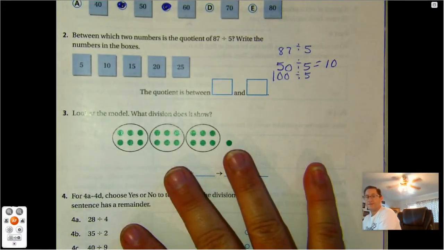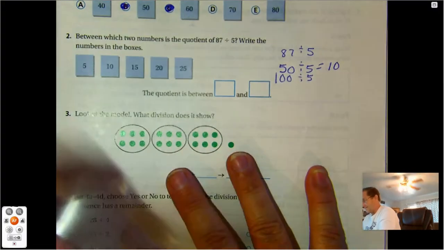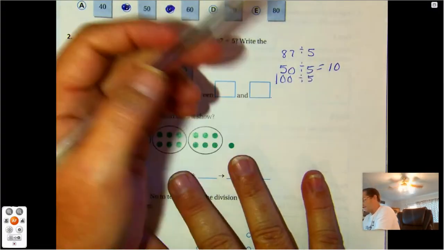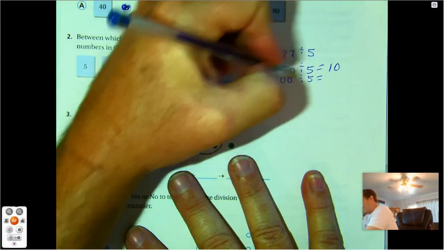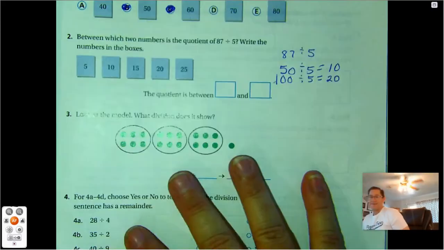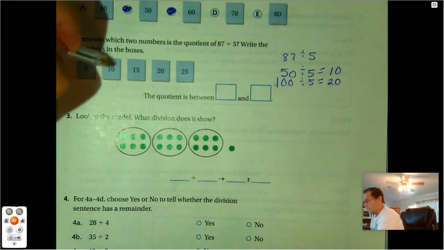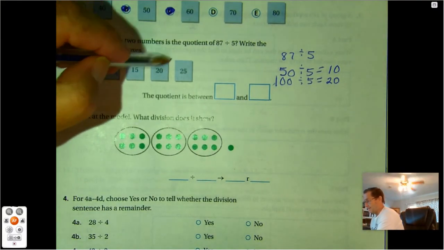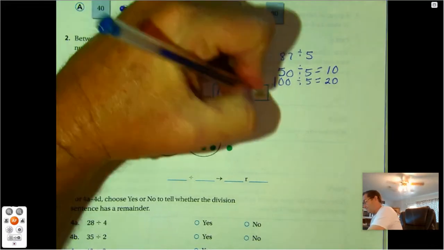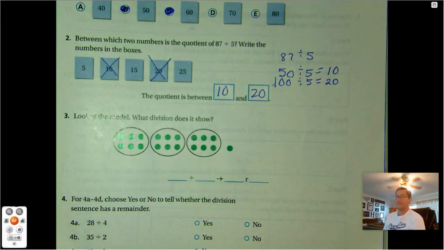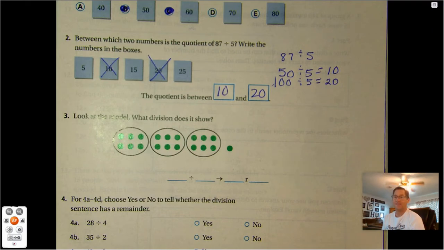I'm sorry, 5 times 10 is 50, and 5 times 2 is 10, so 20, 2 tens. So I believe our answer should be between 10 and 20. And it's probably going to be closer to 20, right? Because 100 is closer to 87 than 50 is.